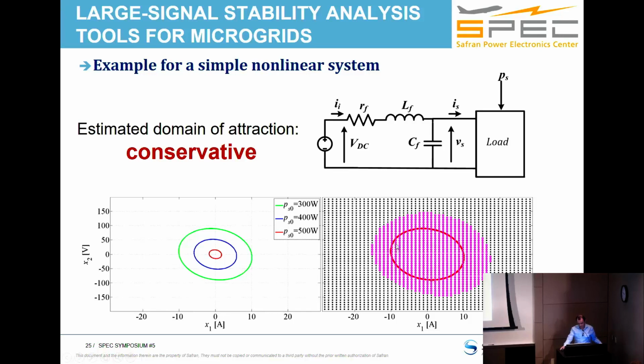And changing a parameter in the system is very easy with this algorithm. So you change a parameter, and then you see the result. But it is a Lyapunov-based approach, so you are conservative.